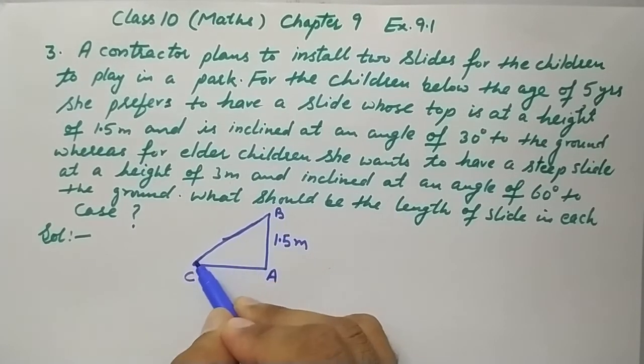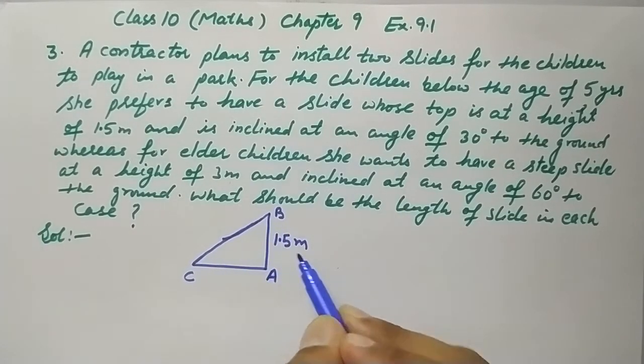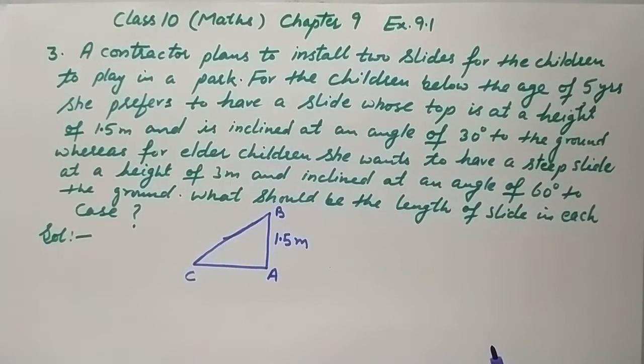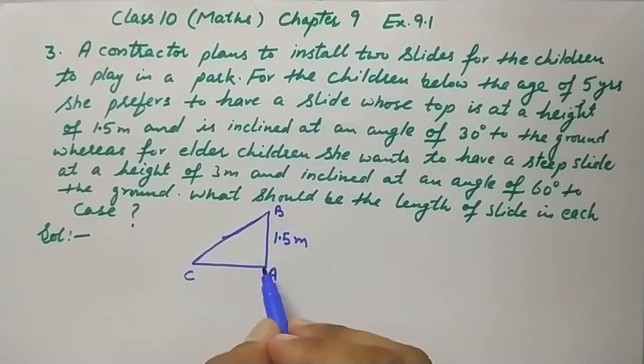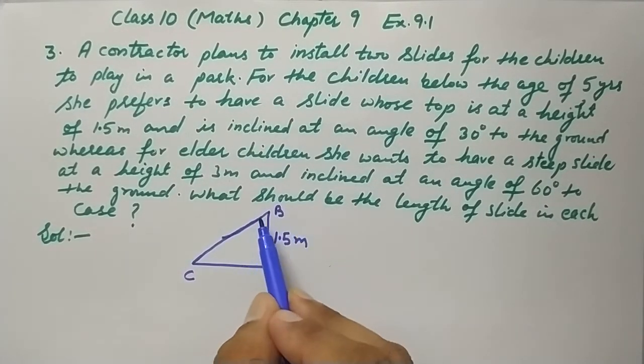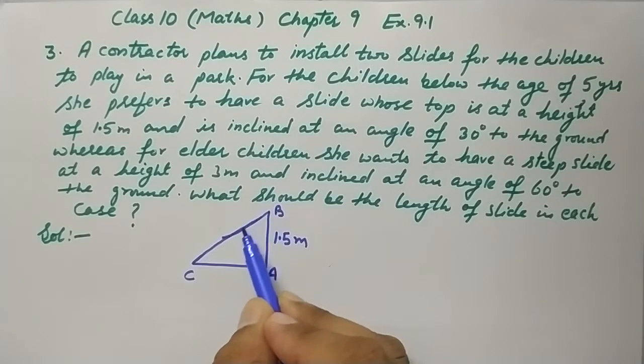This is the length of the slide. AB is the height of the slide, and this is for the children who are below 5 years, right? In this case, we need to find out the length of this slide, BC.